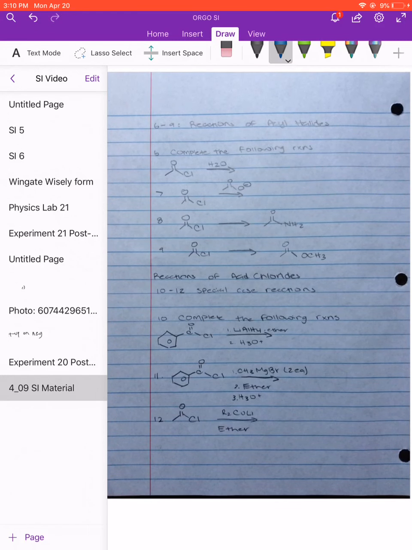So, reactions of acyl halides. This is from the reactions of acyl halides video. So, what is going to happen if you have water and an acid chloride? Well, you're going to form a carboxylic acid. What about if you have this group and an acid chloride? You're going to form an anhydride.